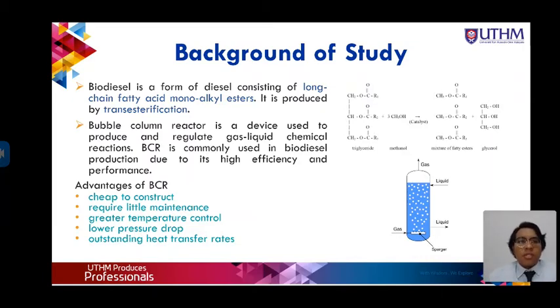We use bubble column reactor because it has high efficiency and performance and notable advantages. Some of the advantages are cheap to construct, require little maintenance, greater temperature control, lower pressure drop, and outstanding heat transfer rates.